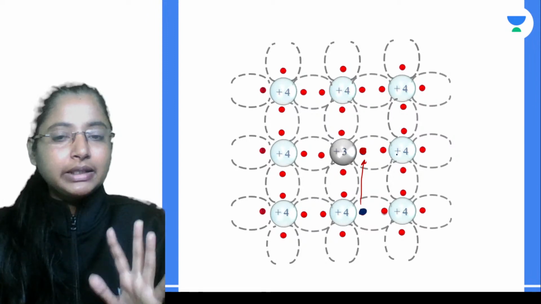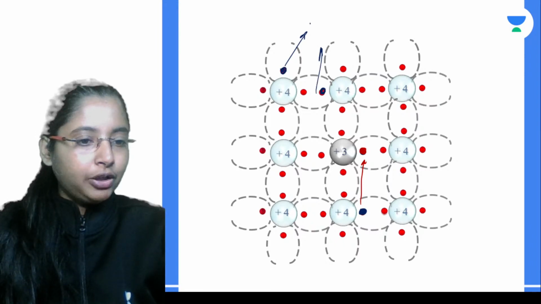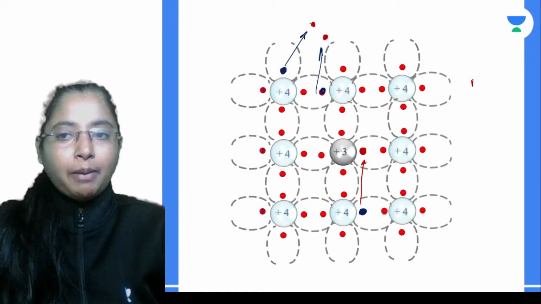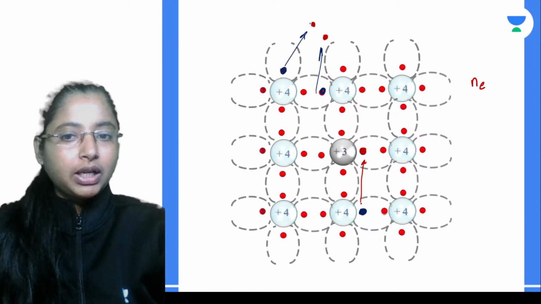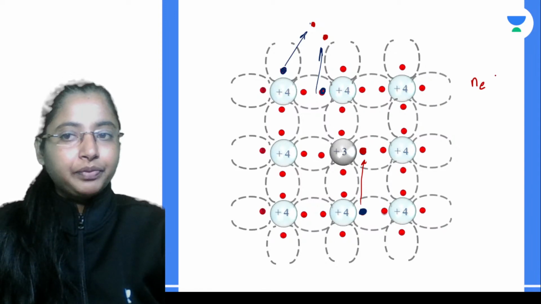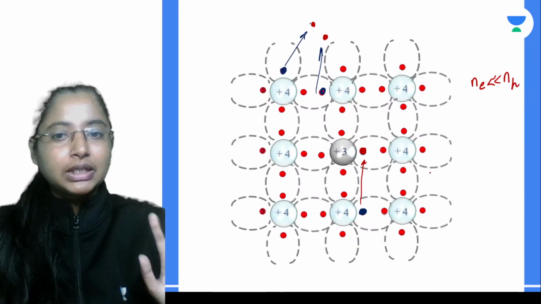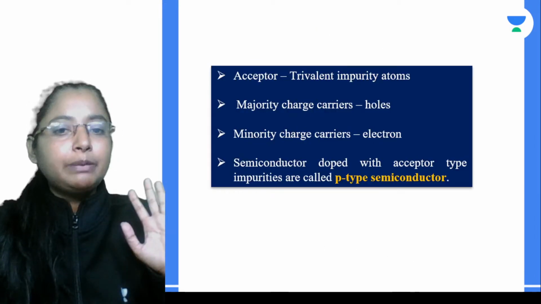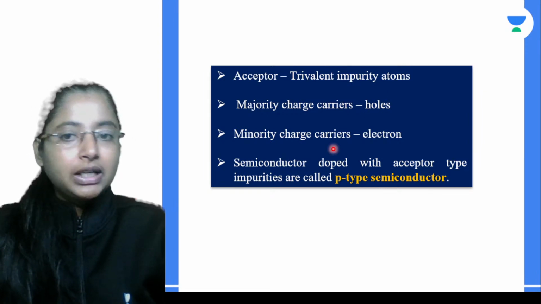Now you thermally excite all these electrons and remove them. Let's say you thermally removed 2 electrons. But look at this. 2 electrons are available for conduction, but how many holes are available over here? 3 holes are available. So the number of holes is more than the number of electrons. Because the positive charge carriers are more, we call it a p-type semiconductor. So the majority charge carriers here are holes, and the minority charge carriers are electrons.